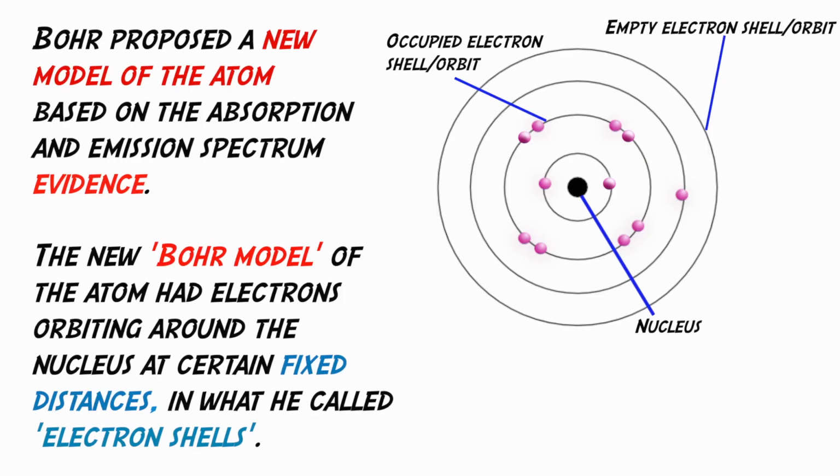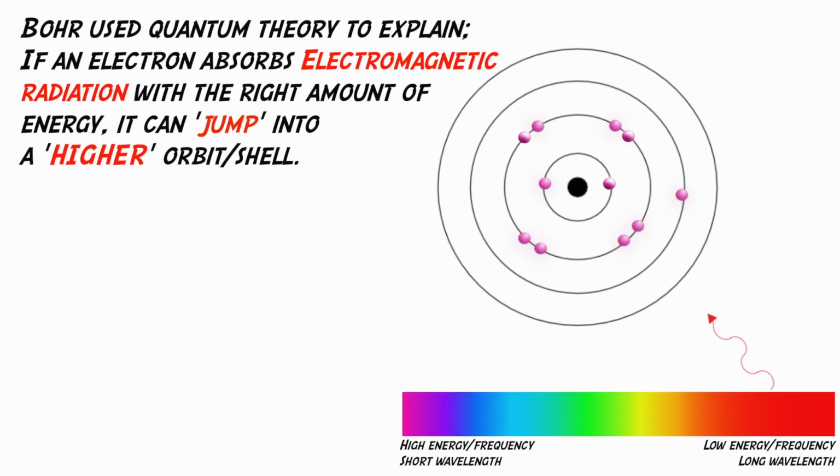Bohr proposed a new model of the atom based on the absorption and emission spectrum evidence. The new Bohr model of the atom had electrons orbiting around the nucleus at certain fixed distances in what he called electron shells. Bohr used quantum theory to explain if an electron absorbs electromagnetic radiation with the right amount of energy, it can jump into a higher orbit shell.